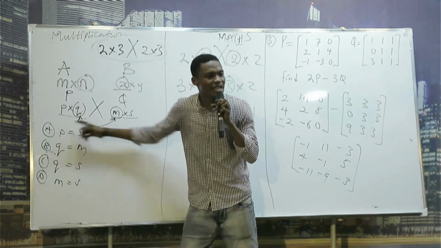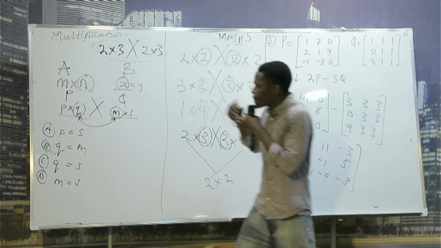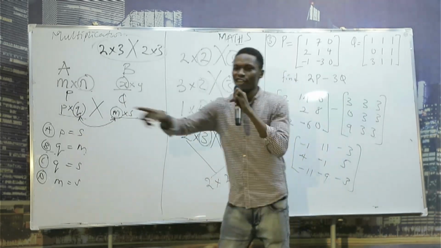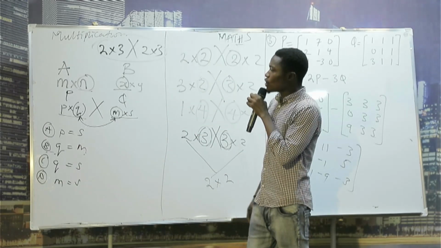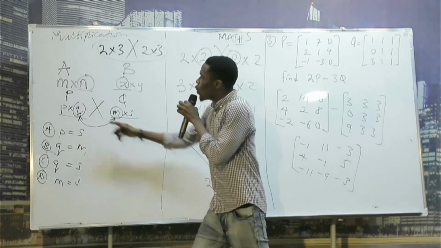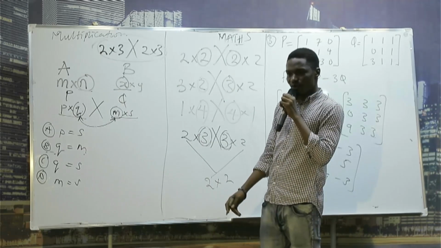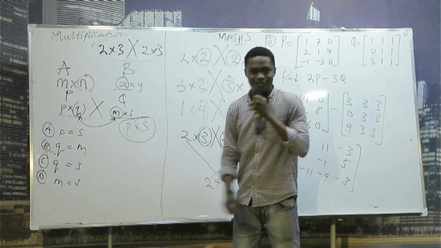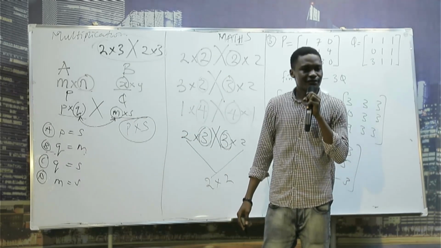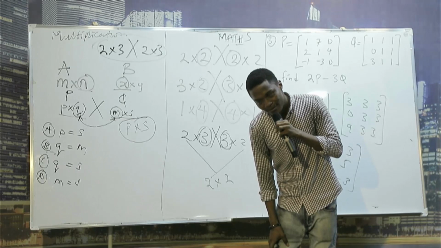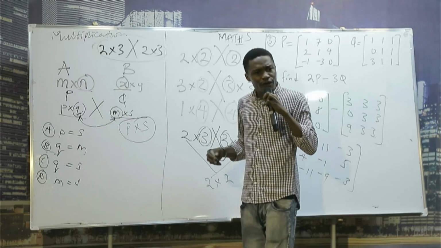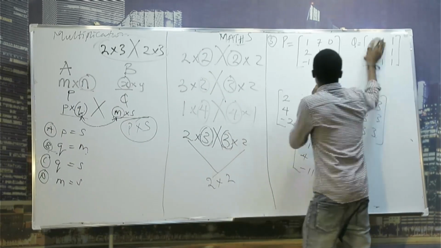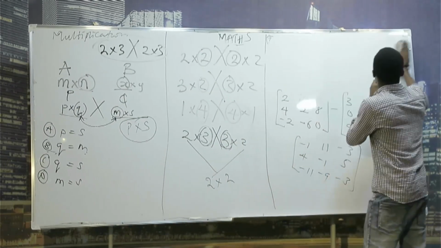They can rephrase this question and say, if P and Q are multiplicable, what is the order of the results? So the options are not here. What will be the order of the results? P by what? S. This is the order of the results. Are you with me? These things will make sense when we start solving examples. Now, another one.